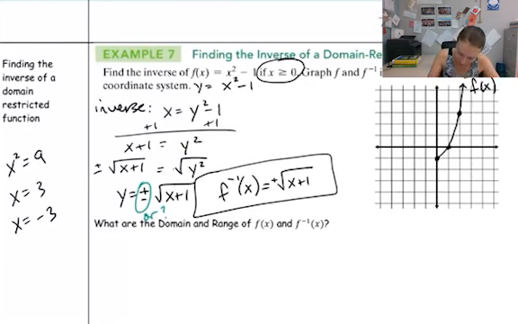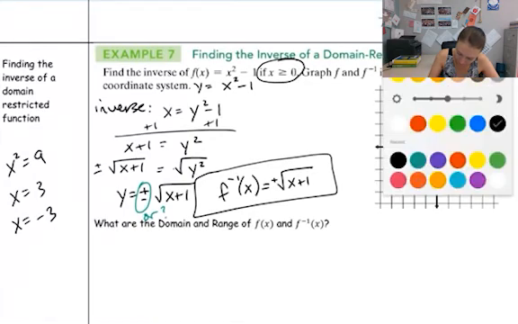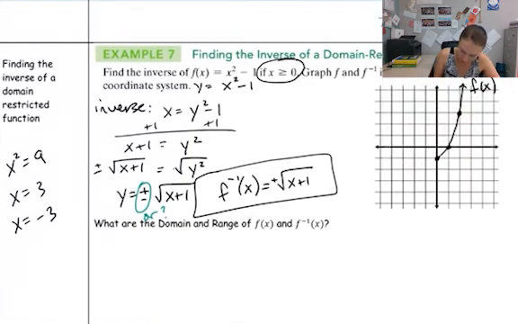So now if I'm going to graph that, I'm going to do it in a different color here. Square root of x plus 1 is going to be 1 to the left, and then 1, 1, square root of 1 is 1, square root of 4 is 2. So it's going to look something like this, f inverse of x.